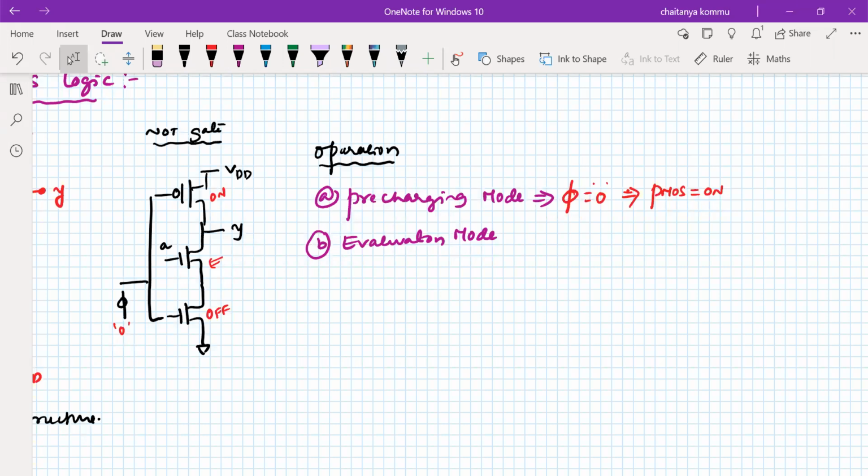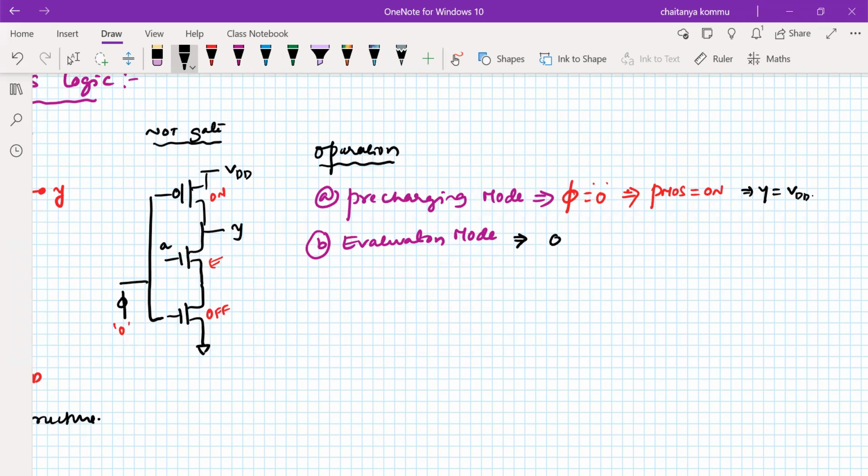Right? Then what do you mean by the evaluation mode? Whenever you are using the dynamic mode, first you have to pre-charge the output node fully by using the PMOS transistor. That is what you have to do. The second one is evaluation mode. By applying the input signal, we have to calculate what exactly the output is.